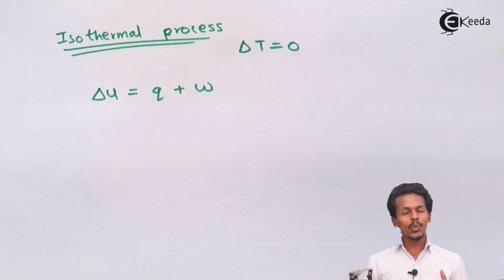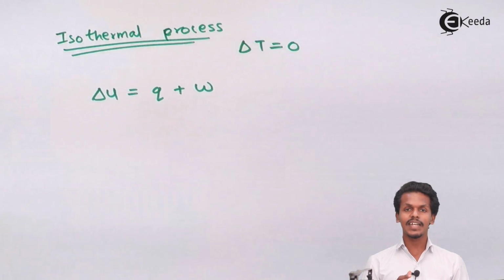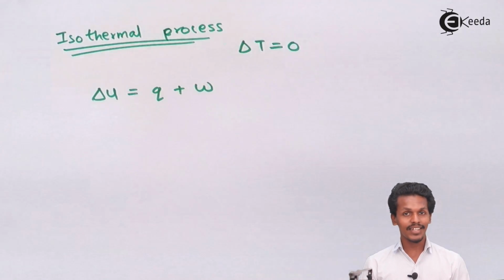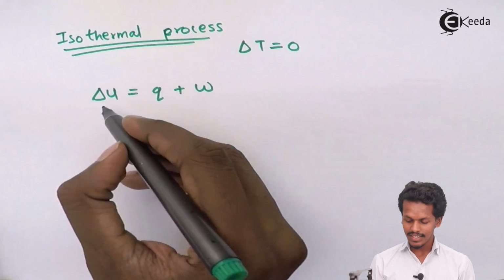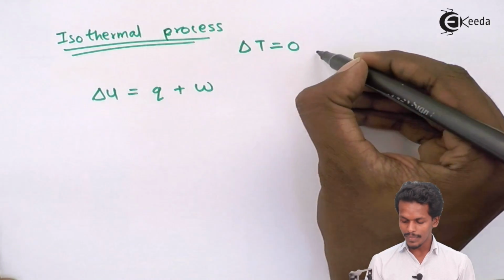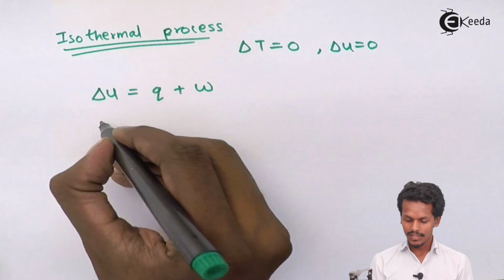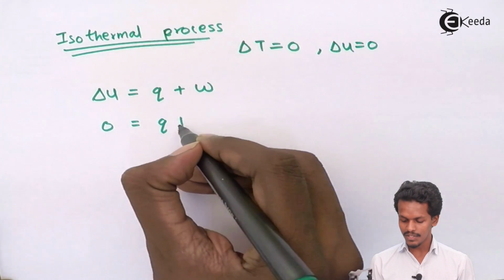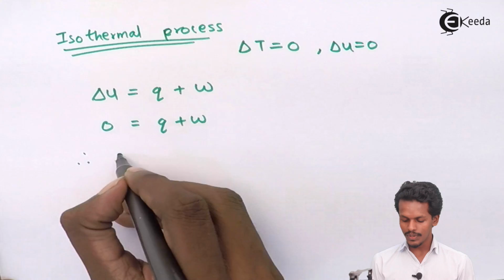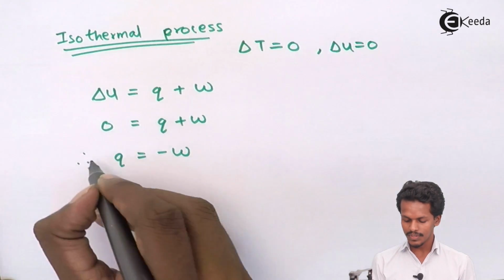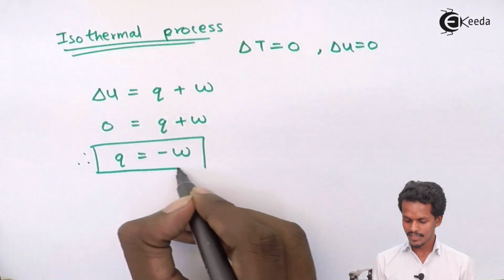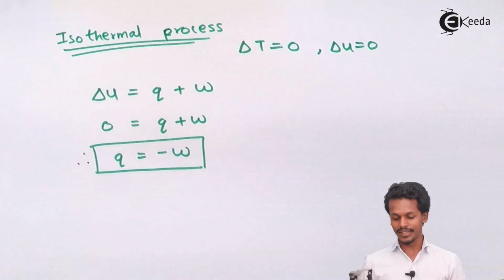Since there is no change in the temperature, it clearly indicates that there would be no change in the internal energy also. So in this case, delta U will also be 0. And if delta U is 0, then 0 equals Q plus W. Therefore Q is equal to minus W. We could say it in this manner also when we are talking about an isothermal process.